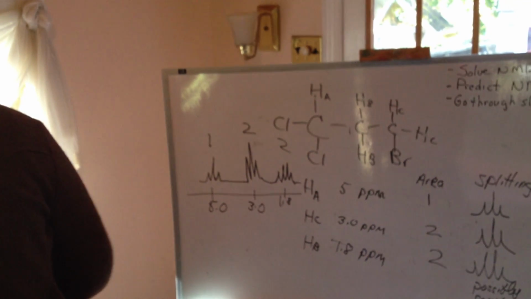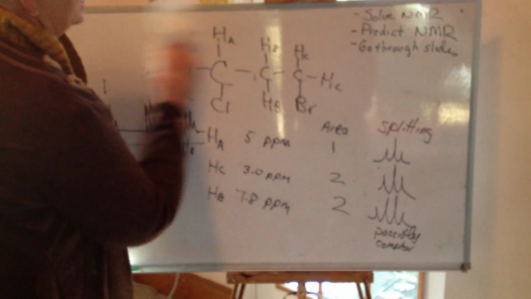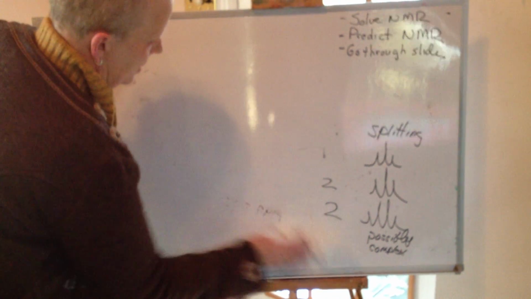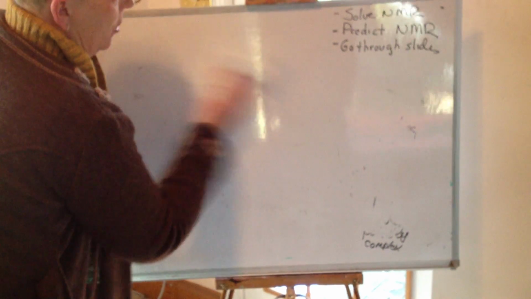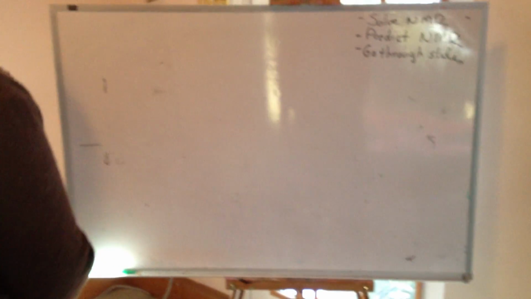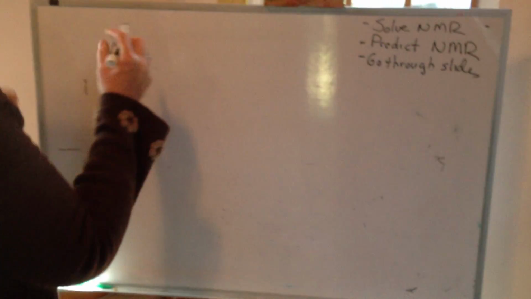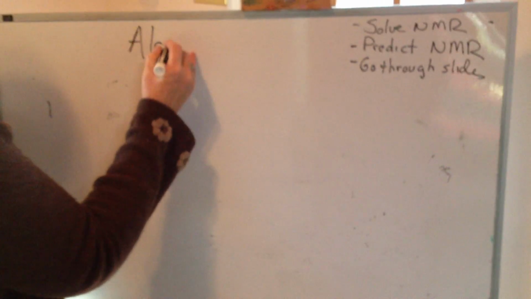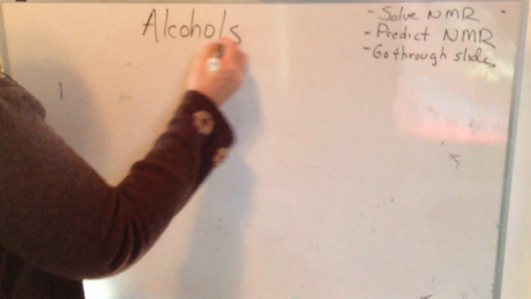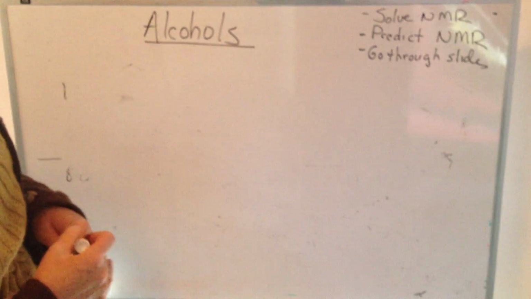Now we're going to go forward. So let's do a problem going forward. And what I want to do is introduce to you what happens with alcohols in NMR. Okay, so alcohols. Then I'm going to get into some theory, as I promised. Okay, and this is just to get you warmed up again.